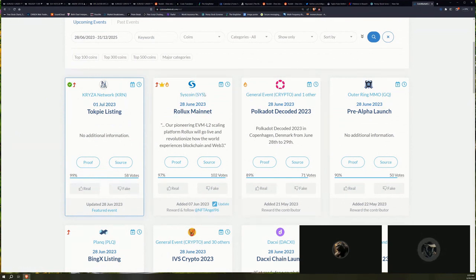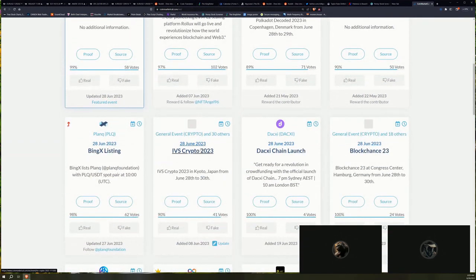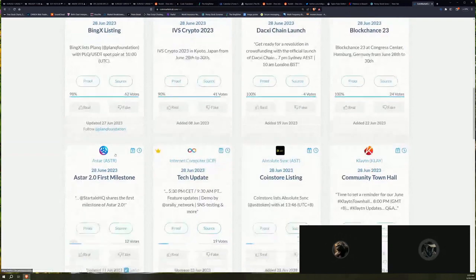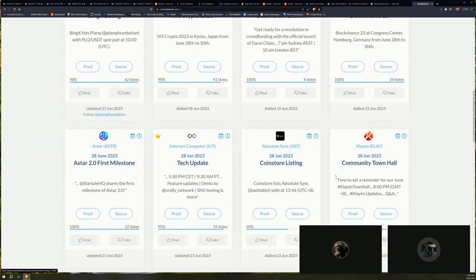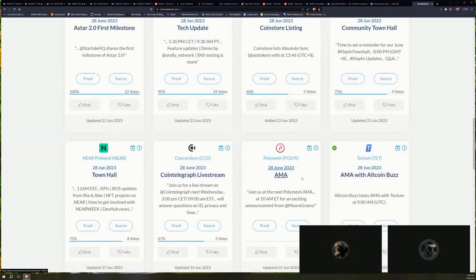But for SYS coin right here, 28th of June, that's today, you have a Rolex mainnet. So whatever Rolex is, whatever that mainnet is, you can click on this and learn. Depending on the event itself, some of these events are going to cause that crypto to spike. So if you just go here every day, look at all these different events, this is all on the 28th. These are all today.